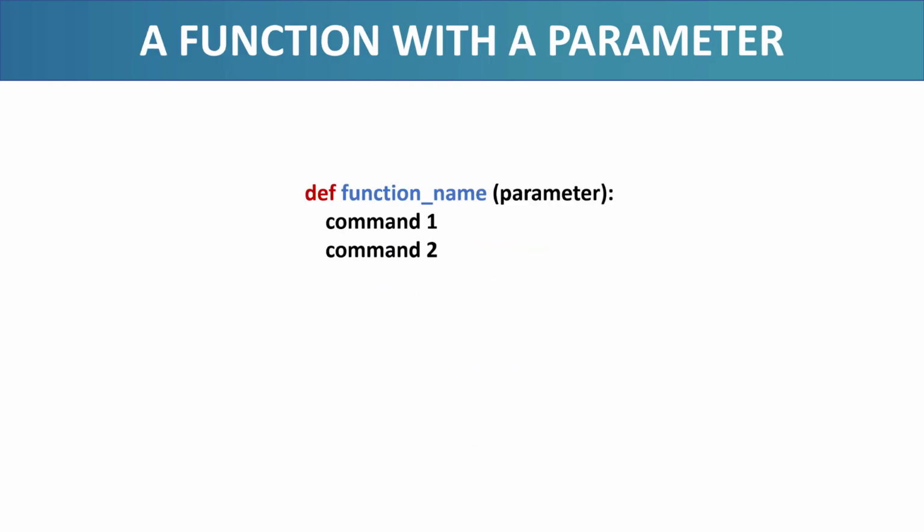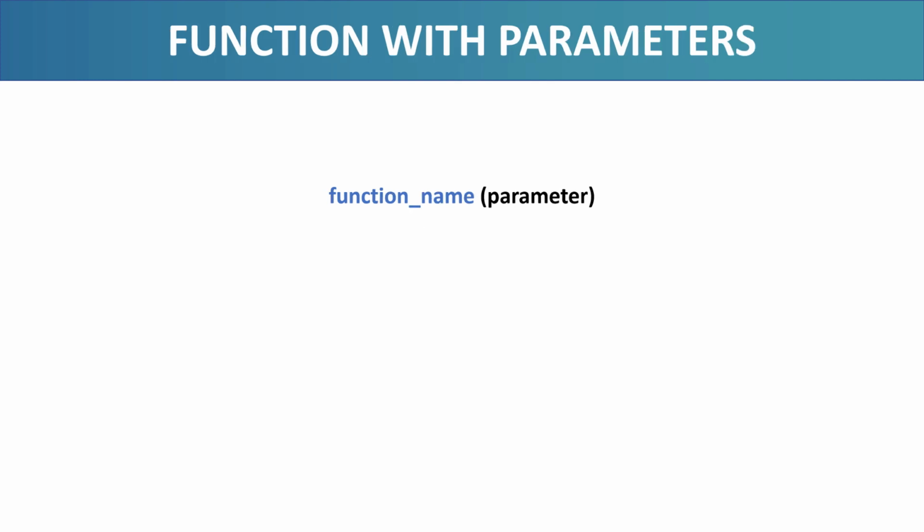But if the function requires some information to run correctly, it can take information as parameters. Parameters are enclosed in parentheses after the function name. You can enter as many parameters as you wish, separated by a comma. Let's see how this works with an example.